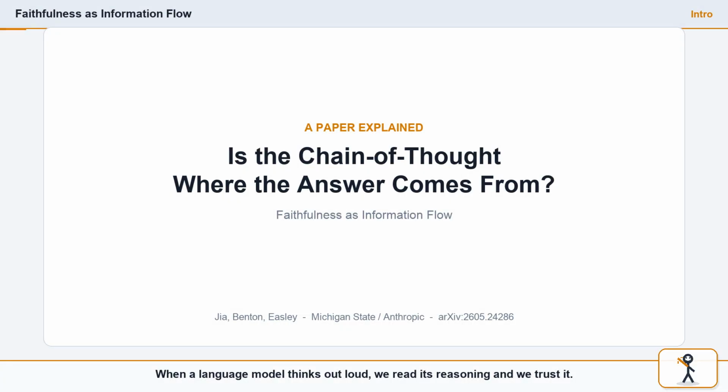When a language model thinks out loud, we read its reasoning and we trust it. We assume those steps are the real reason behind the answer. But what if the visible reasoning is just decoration, and the answer comes from somewhere else entirely?